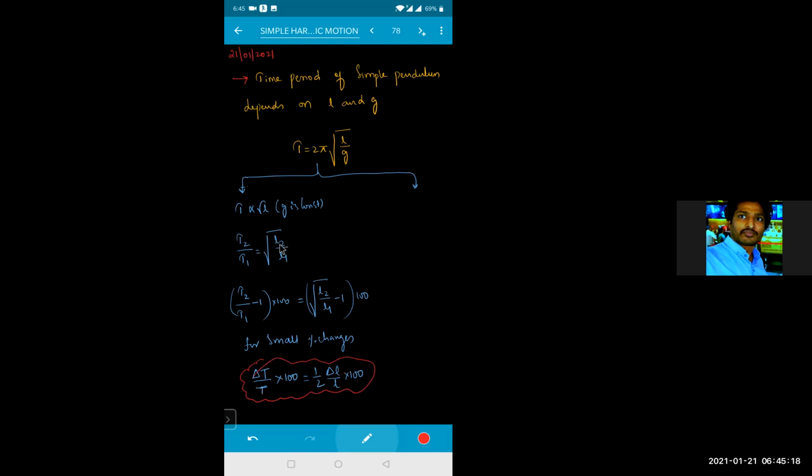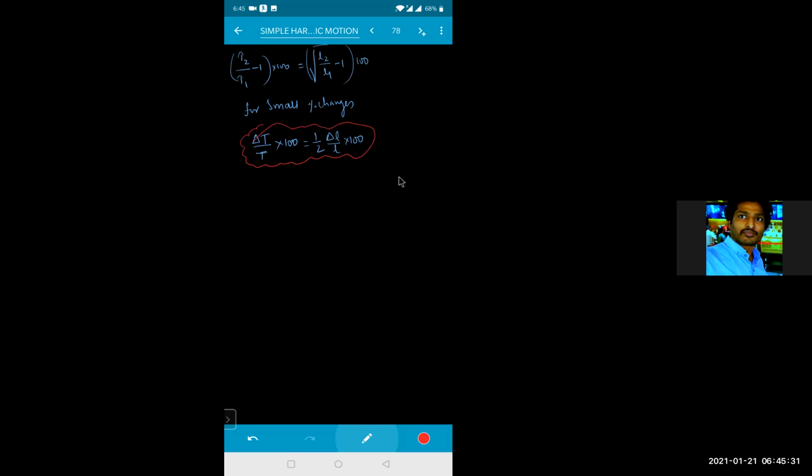For small percentage changes, the time period is calculated by the formula delta T by T is equal to half. Half, because the power of length in the time period formula is root L, and root L is nothing but L to the power of 1/2. So you take that power here, so it is half into delta L by L into 100, part of relation. Okay. Yes, sir.